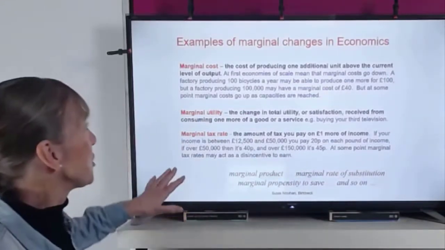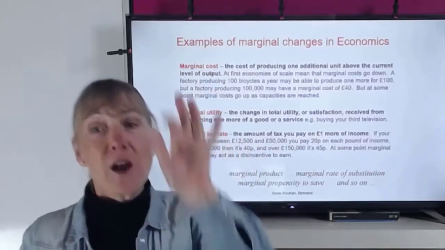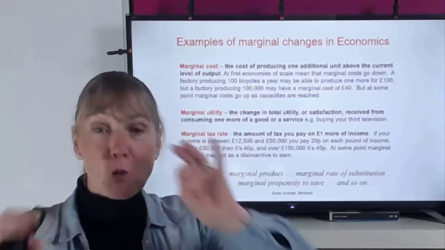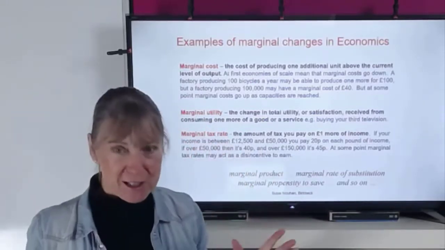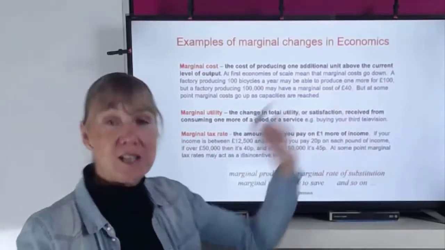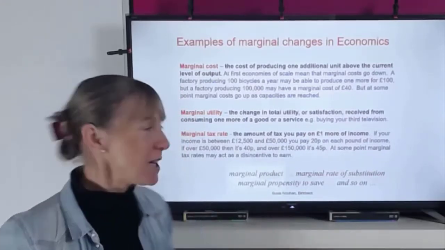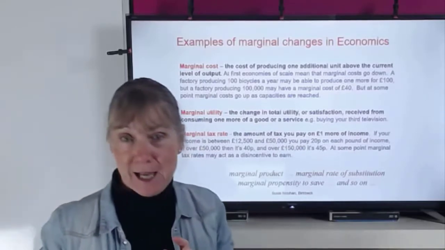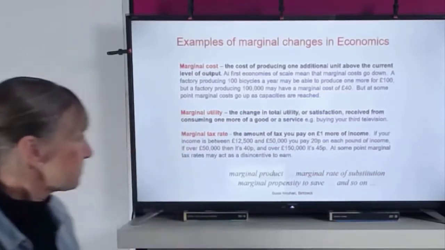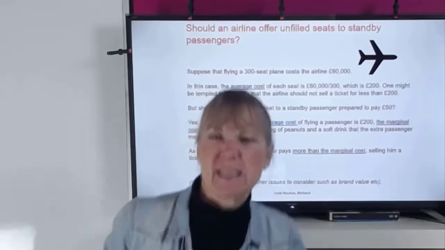So here are some examples of marginal changes. You may well be familiar with some of these. Marginal cost: the cost of producing just that one extra thing, not taking into account fixed costs or any of that kind of stuff, just the cost of producing one more. Marginal utility. Utility is about satisfaction. So how much extra satisfaction do you get from your third television or your fourth television? The chances are your extra satisfaction is going down over time, isn't it? Marginal tax rate: how much tax you pay on that one extra pound that you earn. I'm sure this is something you've thought about before, but it's a nice example of marginal cost. I'll let you read it.